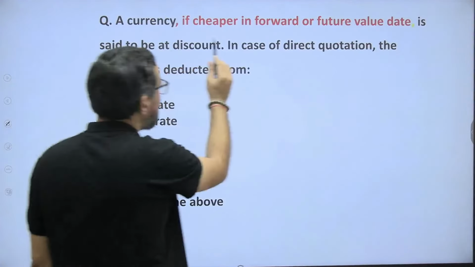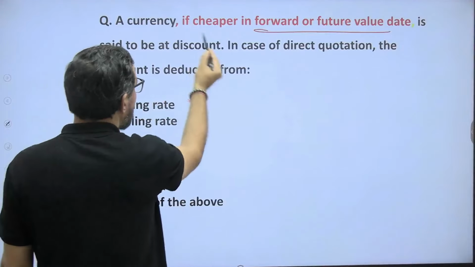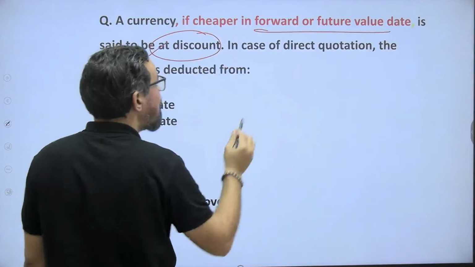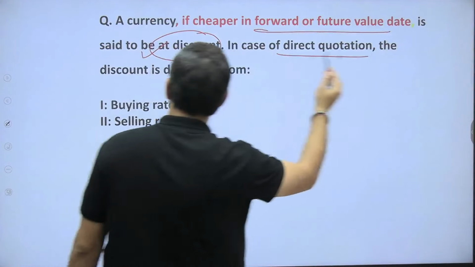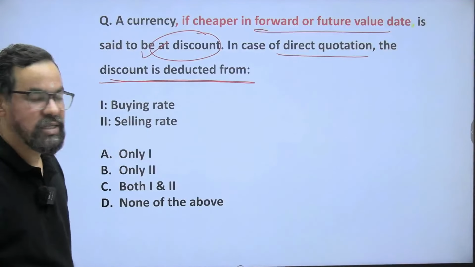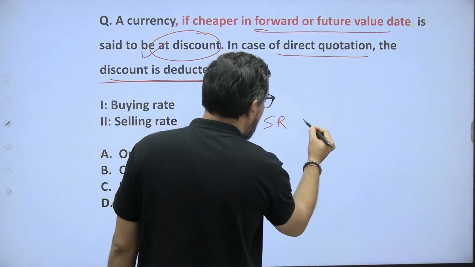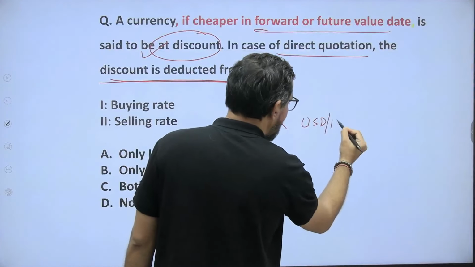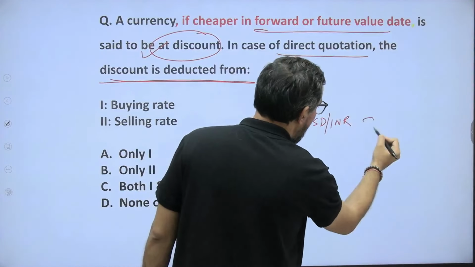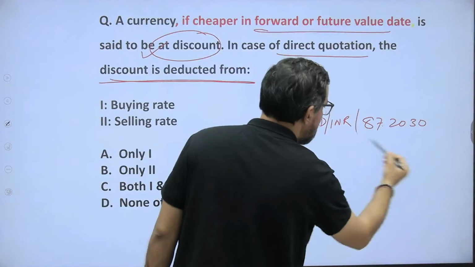A currency if cheaper in forward or future value date, it is said to be in discount. Absolutely right. In case of direct quotation, the discount is deducted from... So what will be your correct answer? It is something like this. Let's say the spot rate of USD INR is 87.20/30. This is the spot rate.